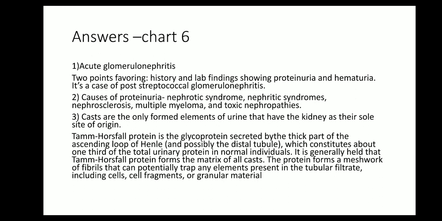Casts are the only formed elements of urine that have their origin from the kidney. Tamm-Horsfall protein is a glycoprotein secreted by the thick part of the ascending loop of Henle, which constitutes about 1/3 of the total urinary protein in normal individuals. It's generally held that Tamm-Horsfall protein forms a matrix for all the casts. This protein forms a meshwork of fibrils that can potentially trap any elements from the tubular filtrate, including cells, cell fragments and granular material. So in this way the casts are formed. You should know how casts are formed. This is the explanation given here.